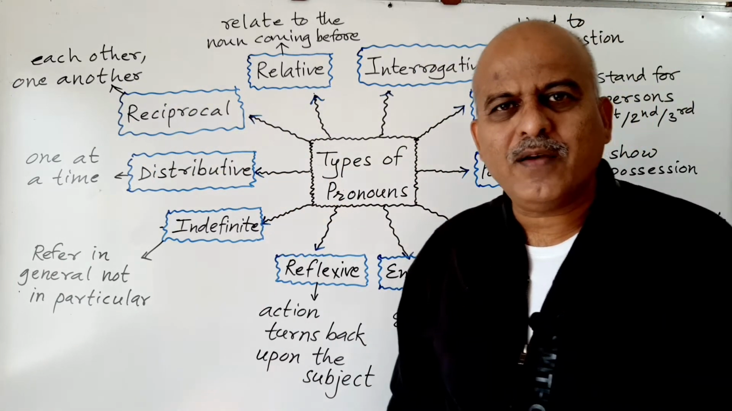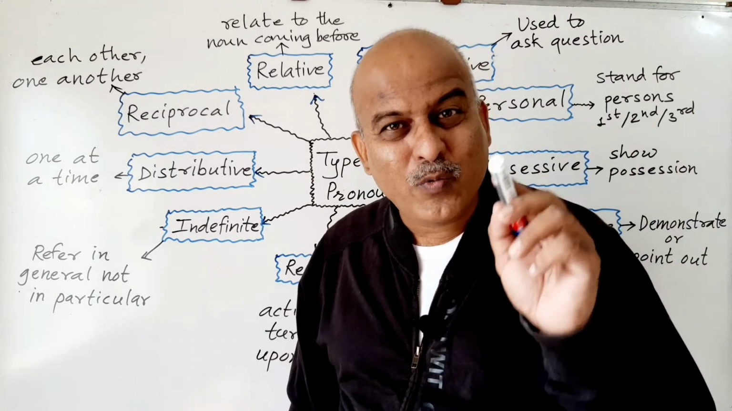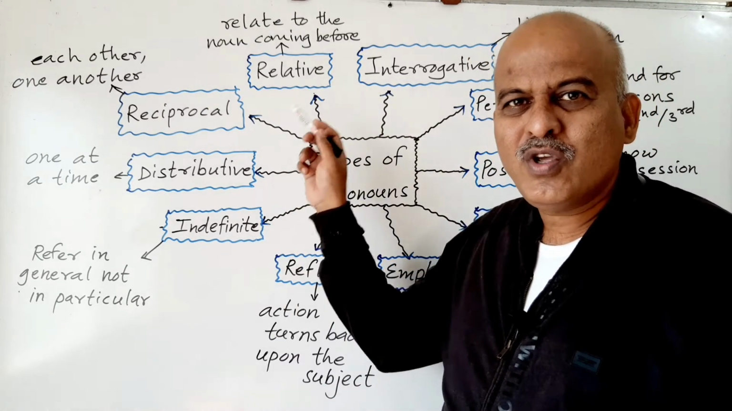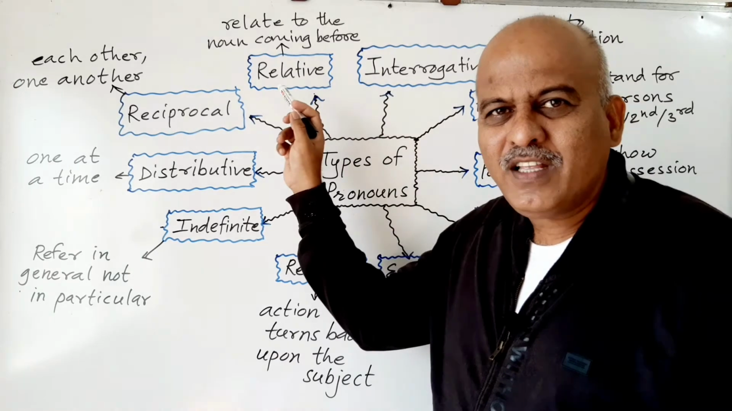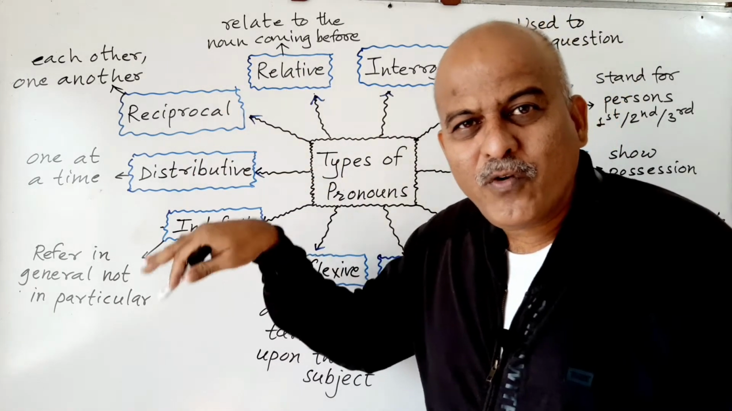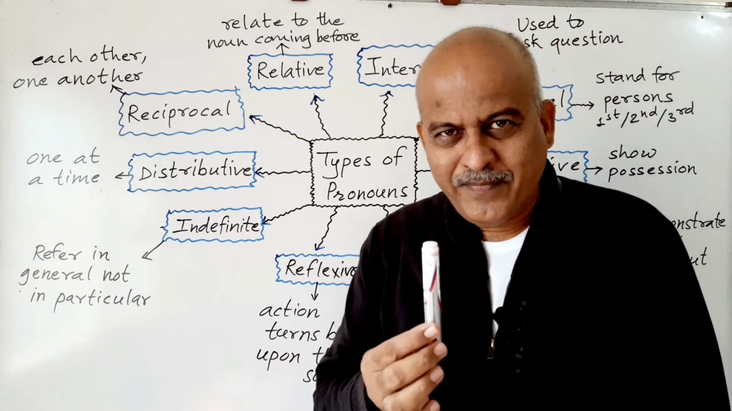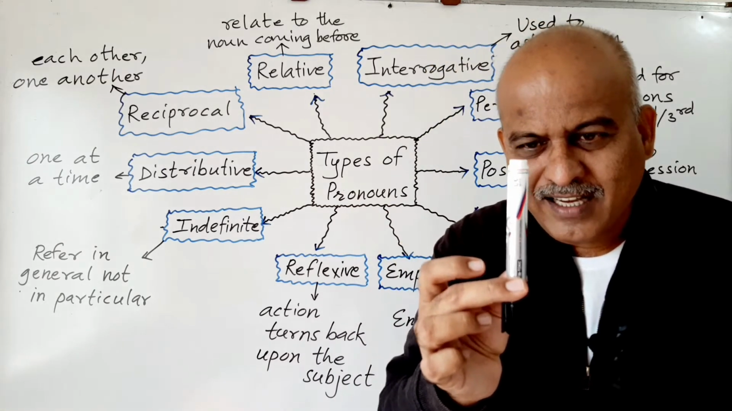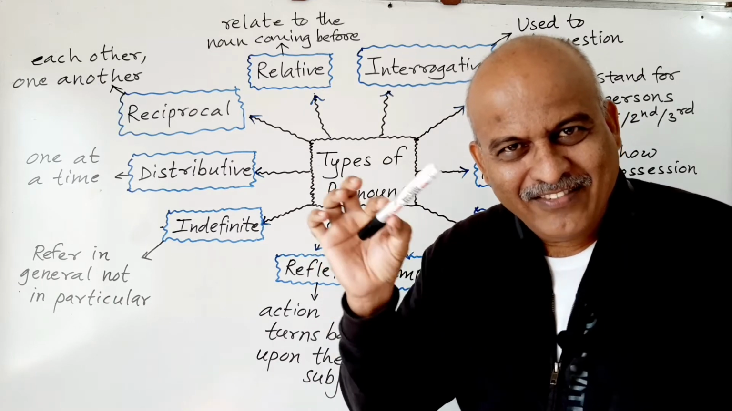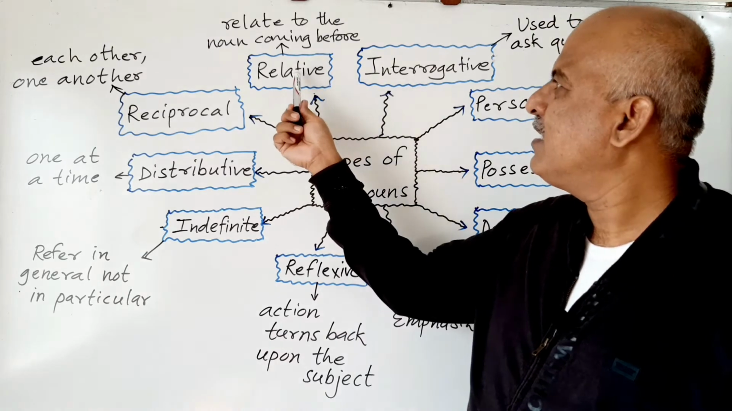Relative pronouns are the pronouns which form the relative clause. They come at the beginning of the relative clause and they relate to the noun coming before it. The pen which I have in my hand is a black pen. Which I have in my hand relates to the pen. So that is a relative pronoun.